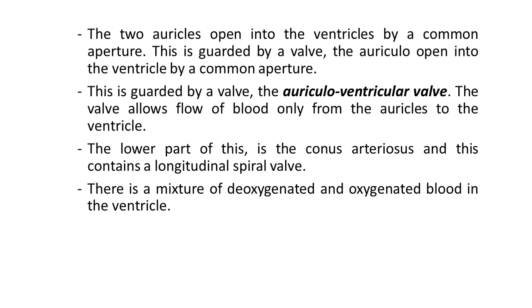The auricles open into the ventricle by a common aperture. This is guarded by the valve, the auriculoventricular valve. The valve allows flow of blood only from the auricles towards the ventricle. The lower part of this is the conus arteriosus, and this contains a longitudinal spiral valve. There is a mixture of deoxygenated and oxygenated blood in the ventricle of amphibians.